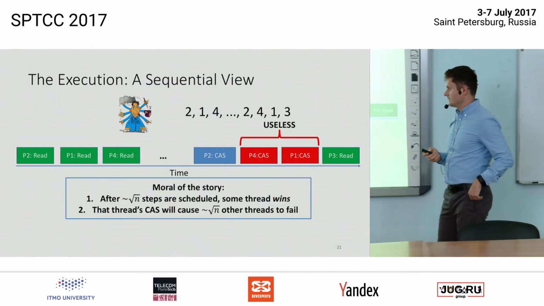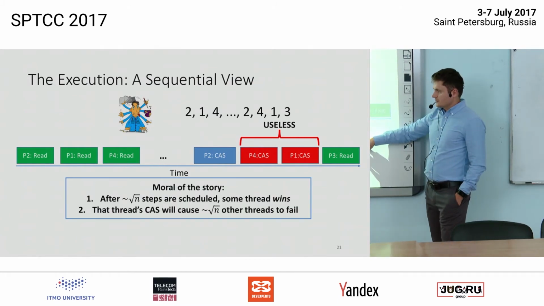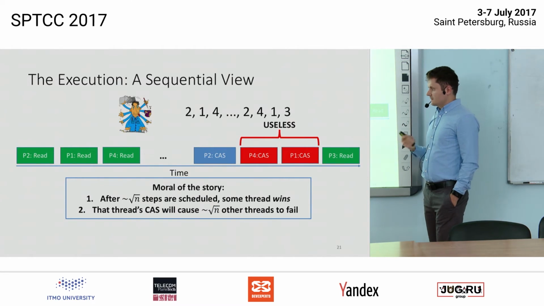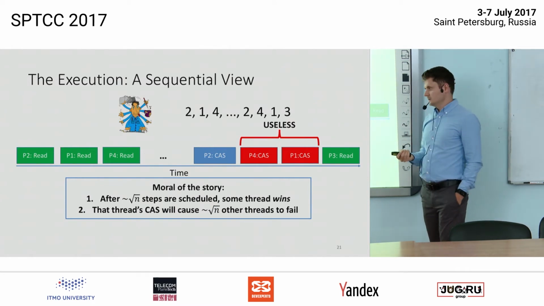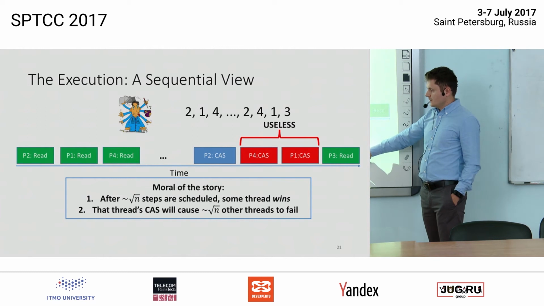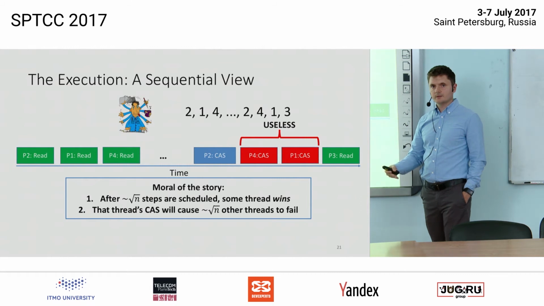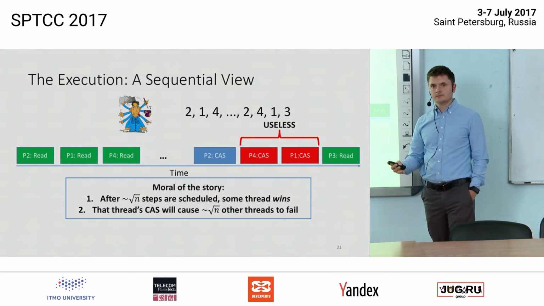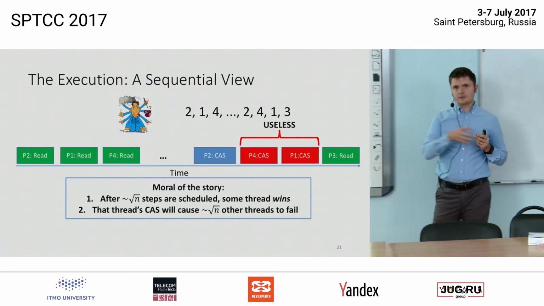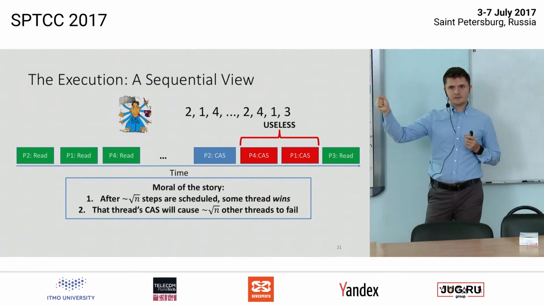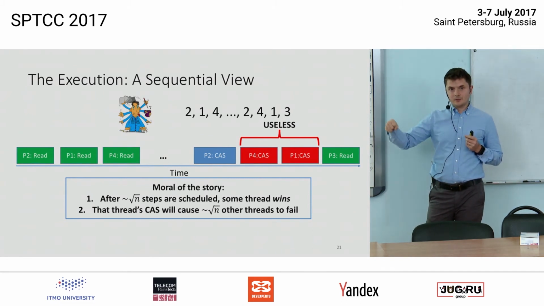Again, the moral of the story is that after square root of n steps are scheduled, some thread will win. And that thread's compare and swap will cause pretty much everyone else who got scheduled to take a read so far to fail. Does that make sense? The good thing is that some guy wins after square root of n steps. The bad thing is all of the other guys who got scheduled up to that point will lose. So practically, our step complexity is square root of n, great.